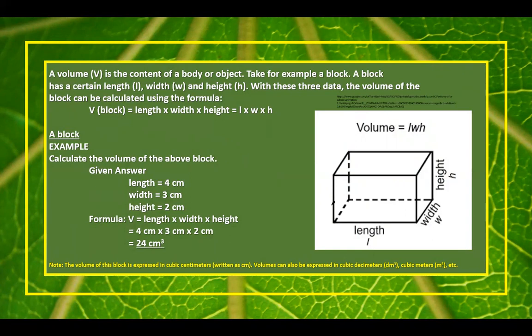The given is we have the length of 4 centimeters, the width is 3 centimeters, and the height is 2 centimeters. So let's follow the formula: length times width times height, then substitute. Our length is 4 centimeters, our width is 3 centimeters, and our height is 2 centimeters. Then multiply 4 times 3 times 2. Our answer now is 24 cubic centimeters. Take note that the volume of this block is expressed in cubic centimeters, written as cm cubed. Volumes can also be expressed in cubic decimeters, cubic meters, etc.